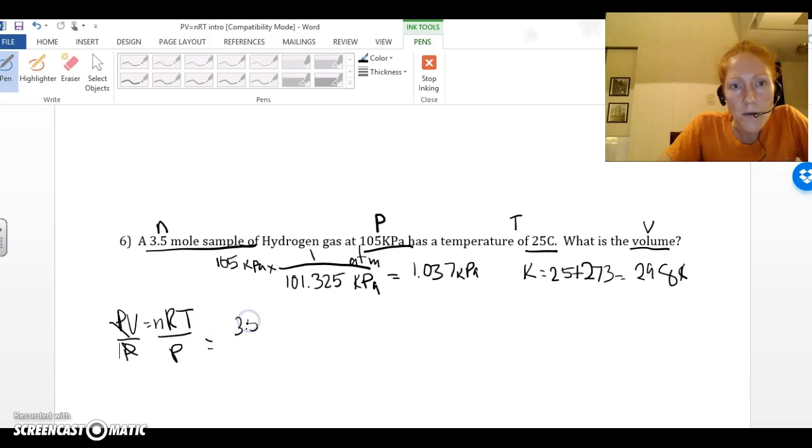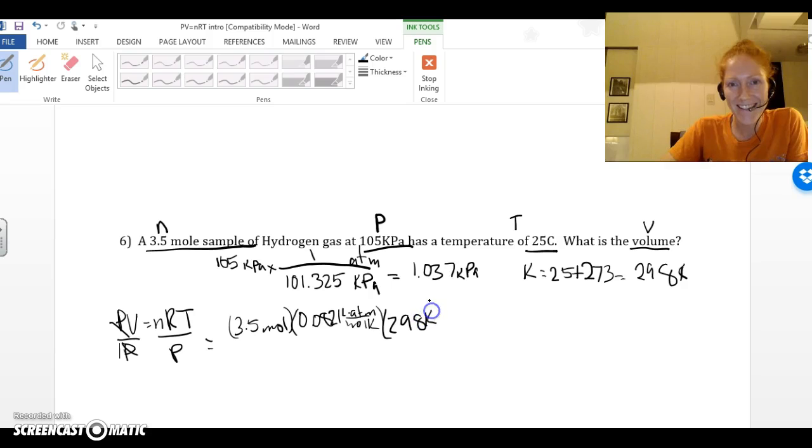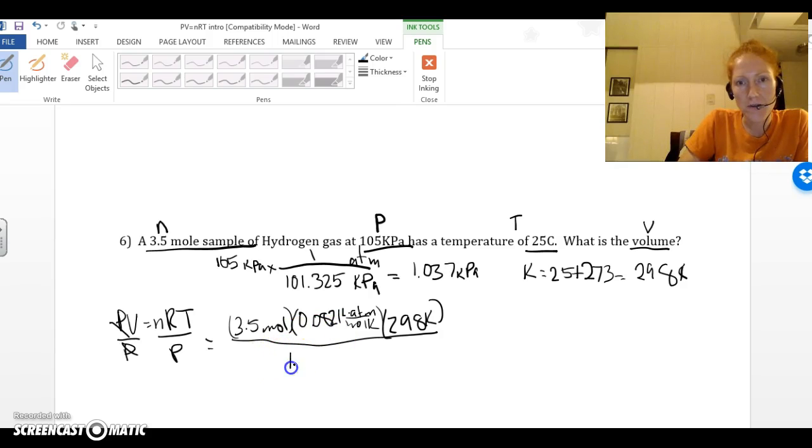n was 3.5 moles. R is 0.0821 liters atmospheres over mole Kelvin. The temperature is 298 Kelvin, and the pressure was 1.037. Oops, this was not kPa. All kinds of mess. ATM, right? Because whatever unit you get here, that's your unit.